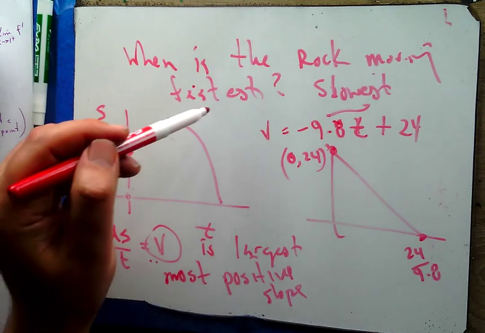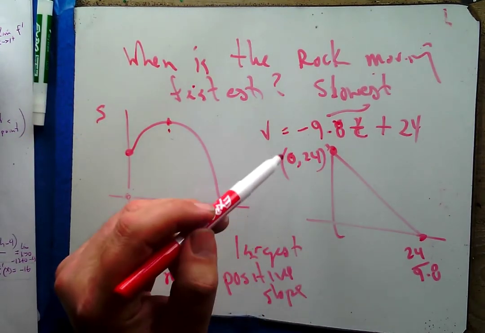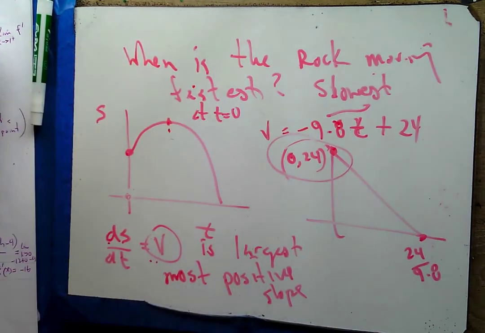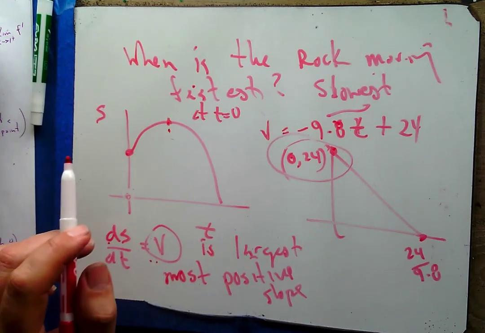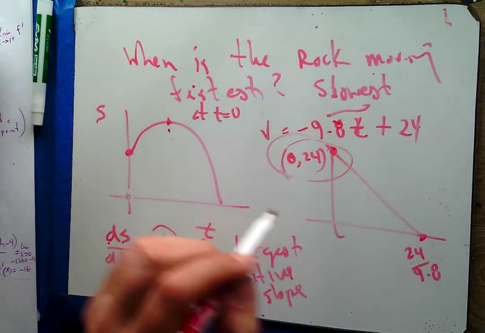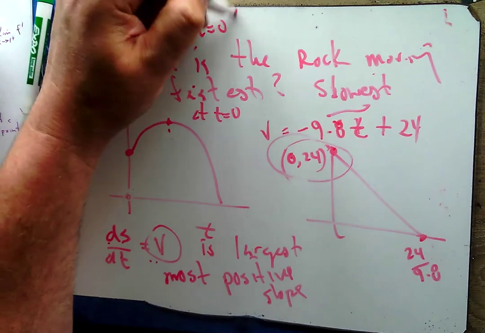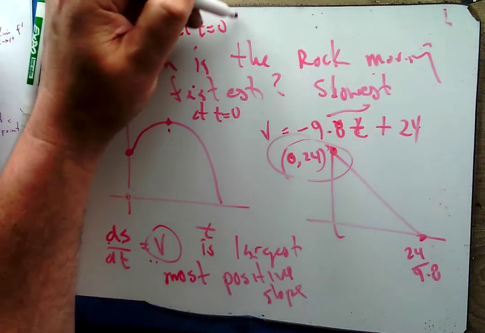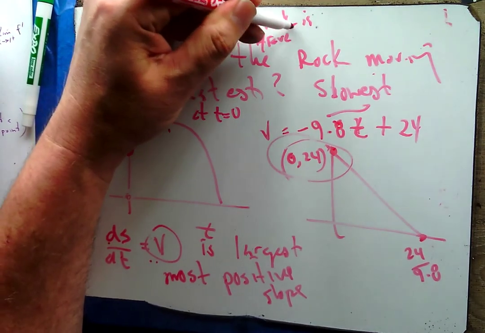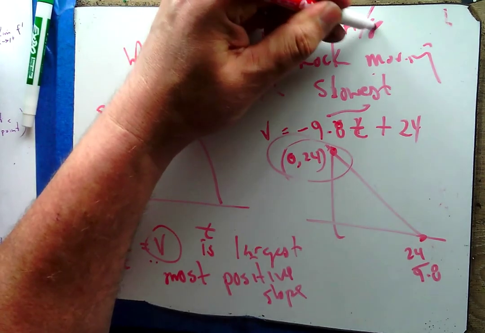If I want to know when the rock is moving fastest, I look for the highest point on the velocity graph. Well, that occurs here at t equals 0. And how fast are we going at t equals 0? Well, if I plug a 0 in there, I get 24. And so, when is the rock traveling fastest? At t equals 0. The rock is traveling 24 feet per second.